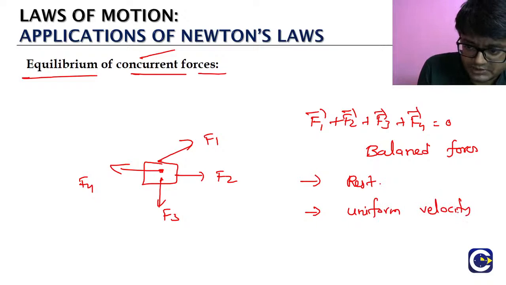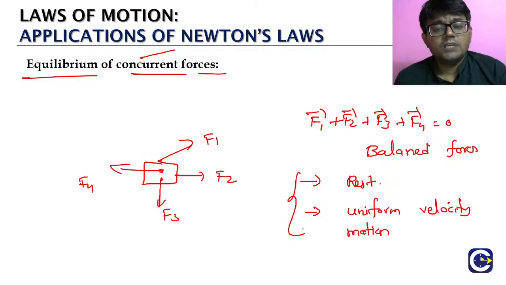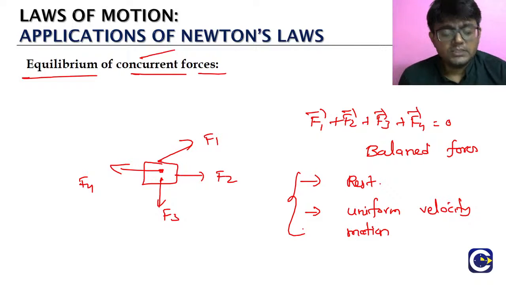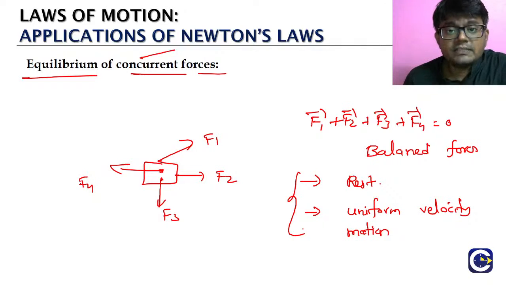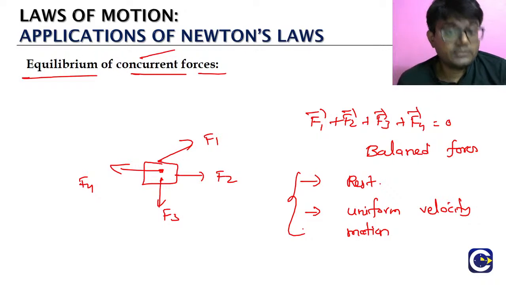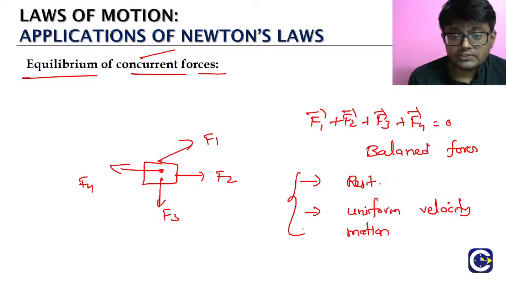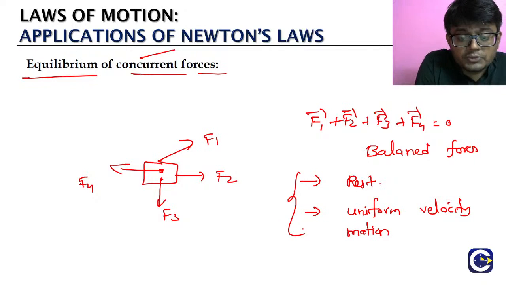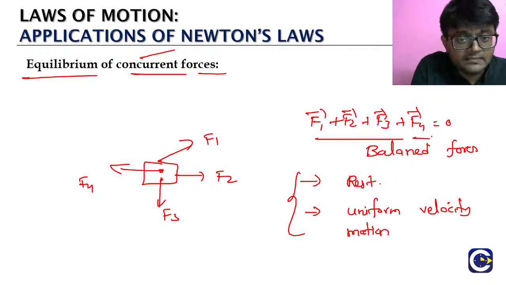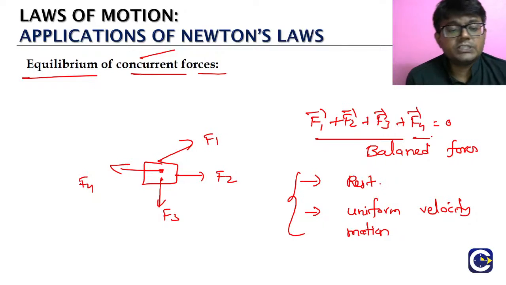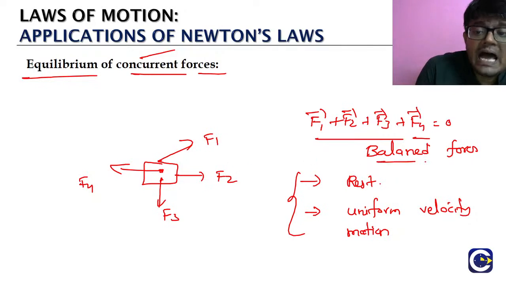Or if the object is in uniform velocity motion, we have studied that in Newton's laws. If the object continues to be in the state of rest, or it continues to be in the state of uniform velocity motion, then it means there is no external force acting on it. Or even if there is an external force, here there are 4 external forces, the total value or the resultant is becoming 0. So this is what we say is balanced forces.